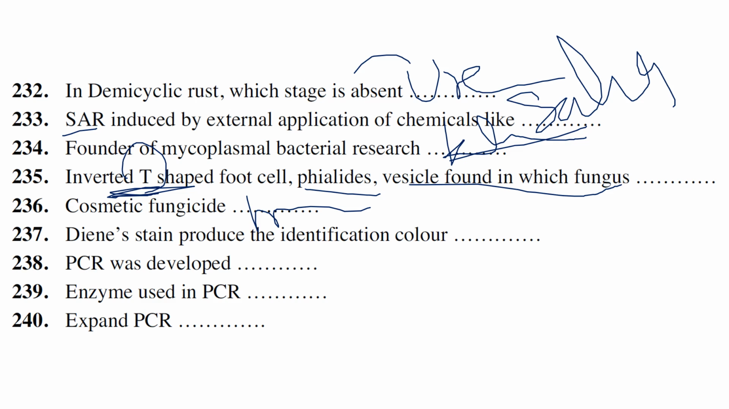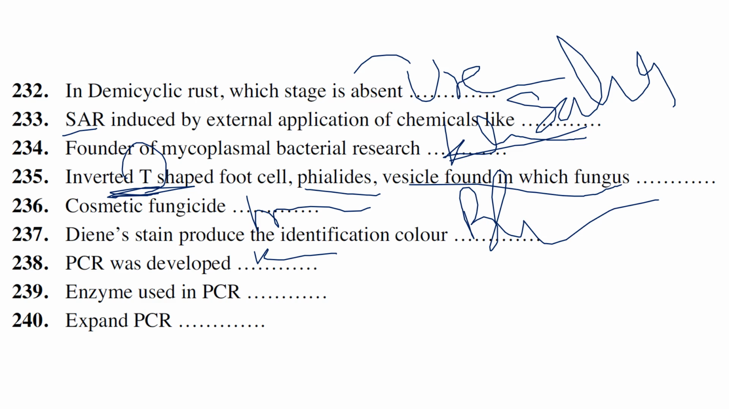So dienes stain produces the identification color. Phloroglucinol, Dienes stain and one more stain are used for the identification of phytoplasmal diseases. Just now we discussed in the previous slide, right? So these two tests are used for the identification of phytoplasma, which produces a blue color. PCR was developed by Kary Mullis, who invented the PCR in 1983, the polymerase chain reaction, which is used for the multiplication of DNA.